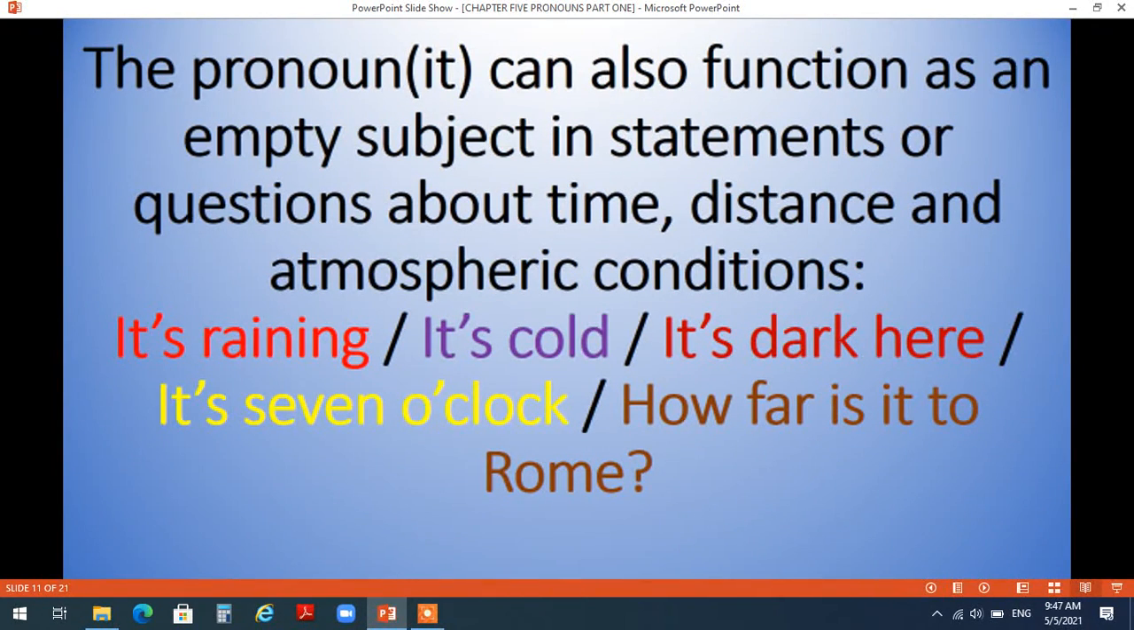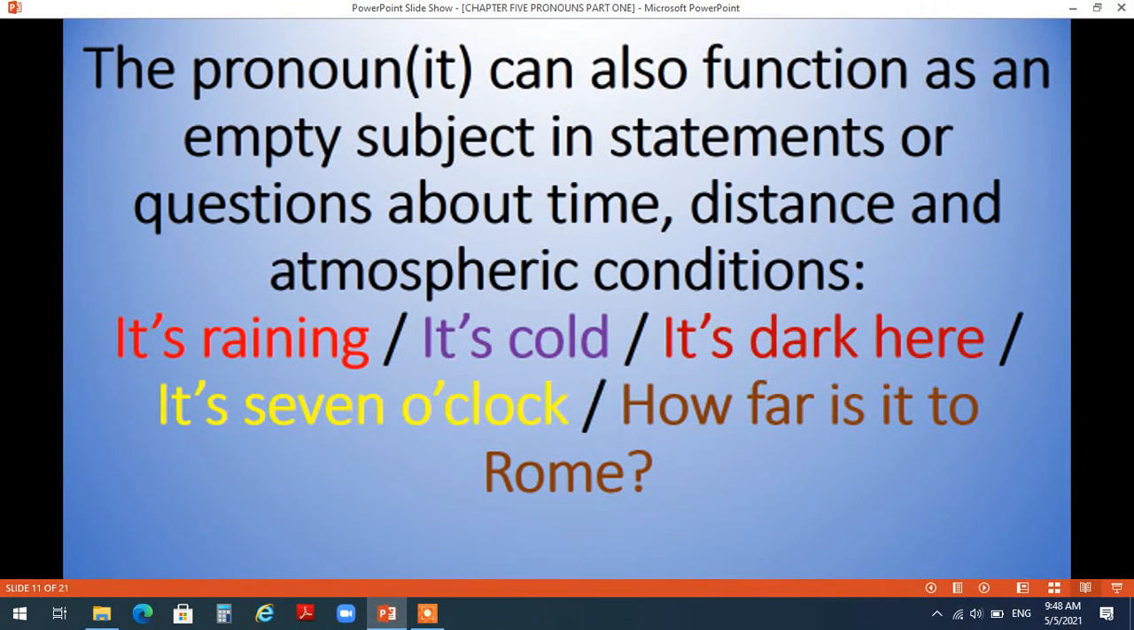Or when you say it's cold, again this is an example of an empty it subject. It's dark here, لوصف المكان من حيث كونه مظلم، فتستخدم it في هذه الحالة we call it empty it subject. Or when we talk about time, it's 7 o'clock, it's 3 o'clock for example. أيضا في هذه الحالة نسميه empty it subject.